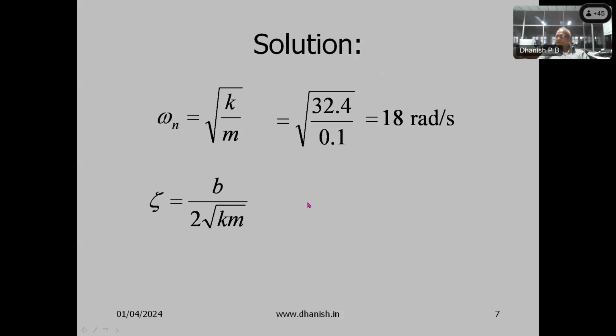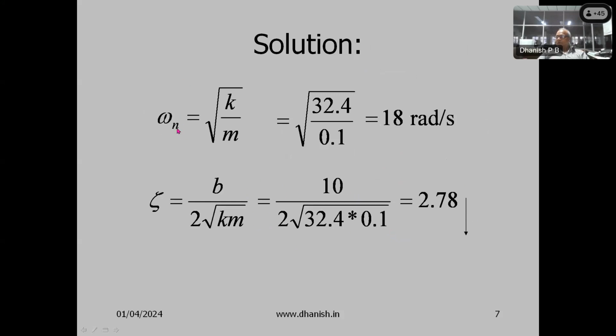And zeta equal to a1 by 2 into root of a naught a2, so c by 2 into root of km. Substituting, we get the corresponding values. So thus we can determine it. By writing down the differential equation of the system and then comparing with the standard form, we can determine the natural frequency and damping ratio of the system. Okay. So any question?